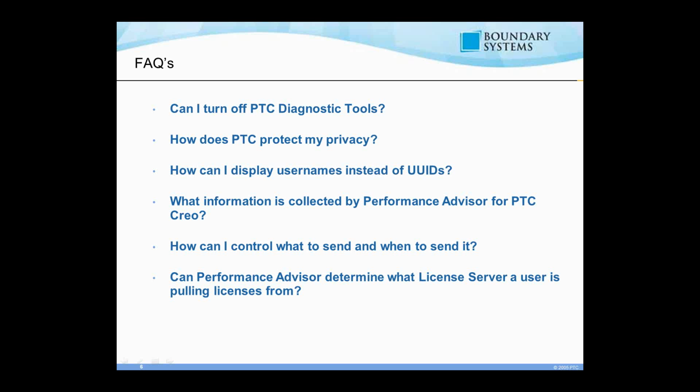How can I control what to send and when to send it? Again, you can control that in the diagnostic tools box, like I showed. You can check or uncheck boxes to send or not send, and also the frequency of when to send it. And can the Performance Advisor determine what license server a user is pulling licenses from? The answer to this is yes. The diagnostic tools get a report of that. So Creo will tell the diagnostic tools, okay, I got a license from this server at this time. Now, currently, the Performance Advisor does not show that information on the web portal.